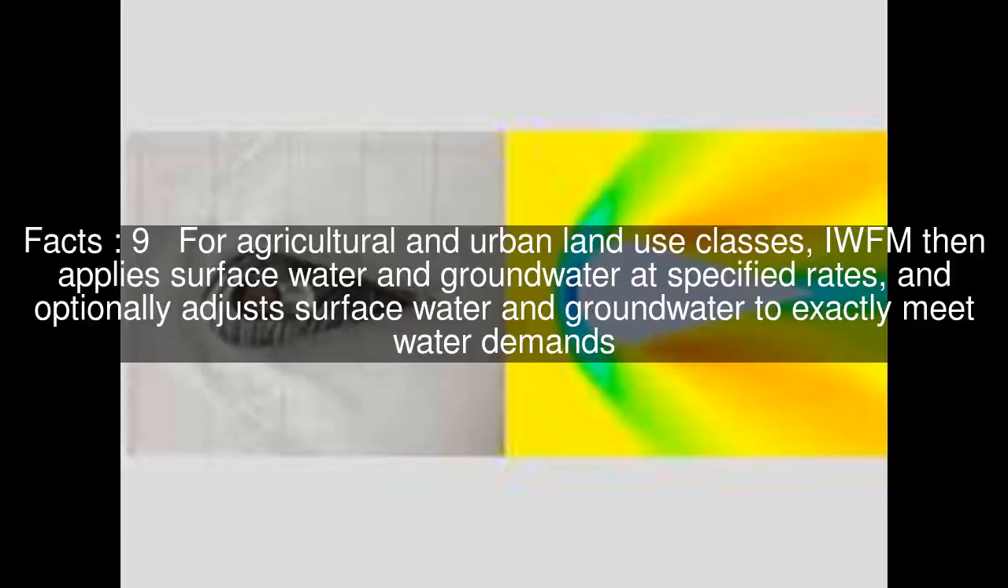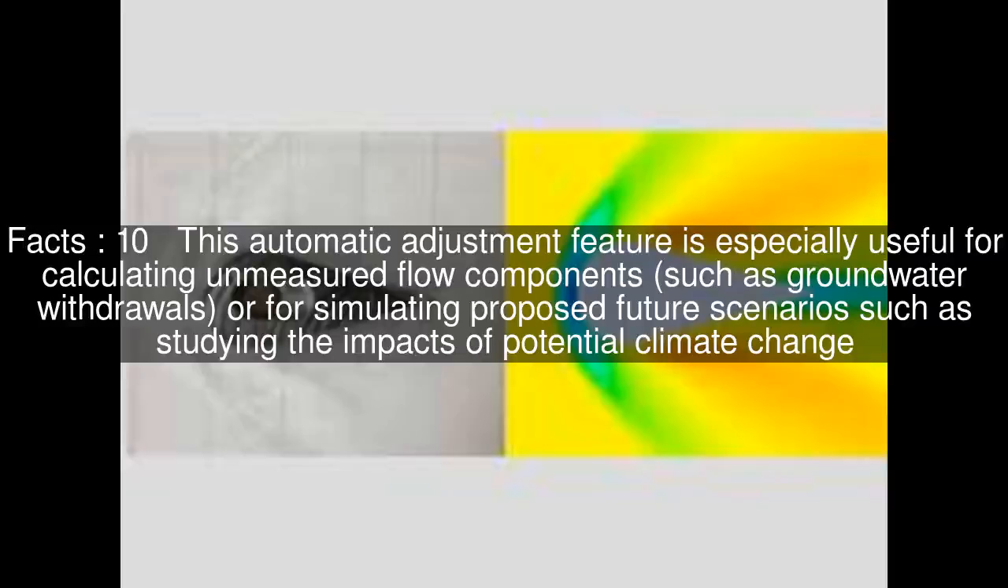For agricultural and urban land use classes, IWFM then applies surface water and groundwater at specified rates, and optionally adjusts surface water and groundwater to exactly meet water demands. This automatic adjustment feature is especially useful for calculating unmeasured flow components, such as groundwater withdrawals, or for simulating proposed future scenarios such as studying the impacts of potential climate change.